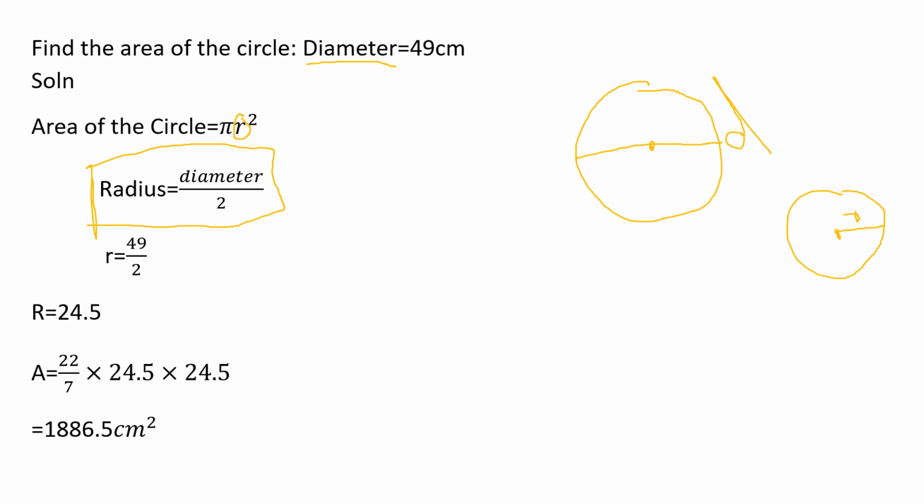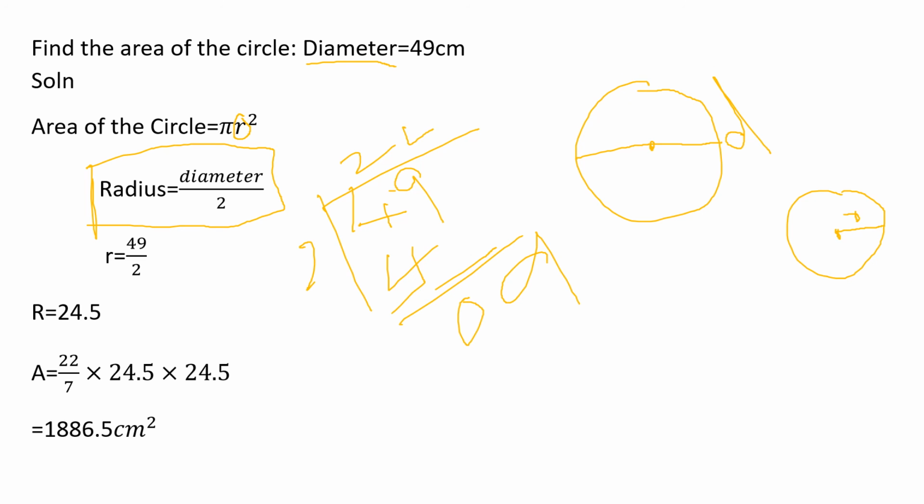49 divided by 2. Divide it. 49 divided by 2. 2 twos are 4. 0. Bring this 9 down. Okay. 4 twos are 8, right? We are having one balance. So put the decimal point here, and here put 1 0. So 5 twos are 10. So 24.5 is the radius. Radius is equal to 24.5.